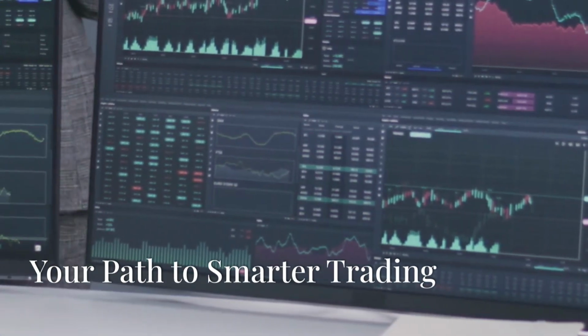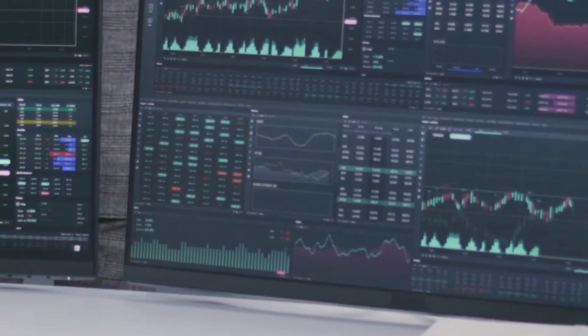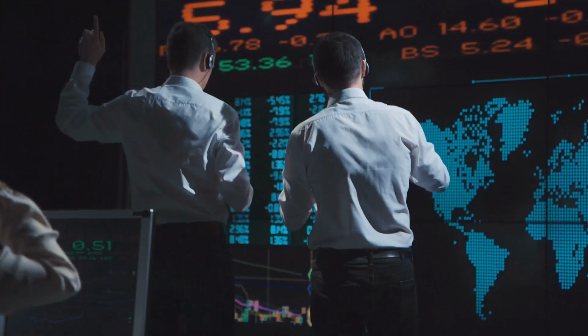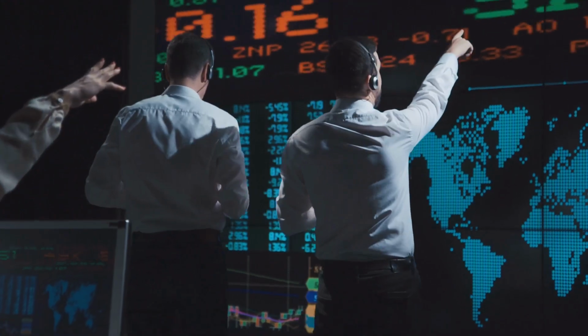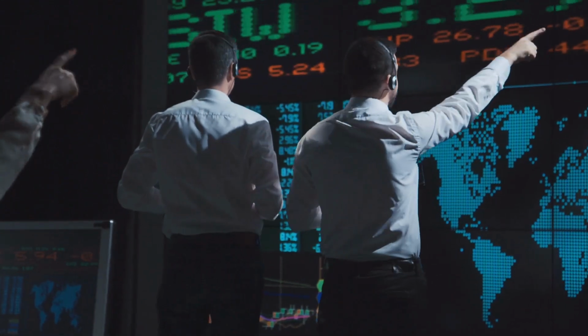Section 11. Conclusion. Your path to smarter trading. In the ever-changing world of financial markets, knowledge is your most valuable asset. By understanding and applying the trading strategies and tools discussed in this essay, you can navigate the complexities of the market with greater confidence and increase your chances of success.